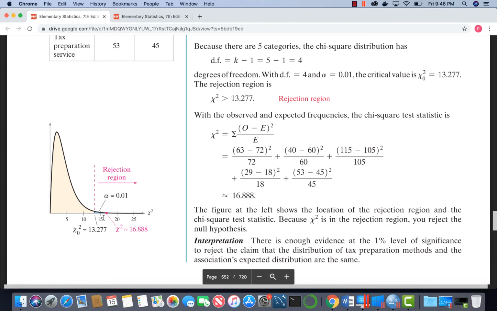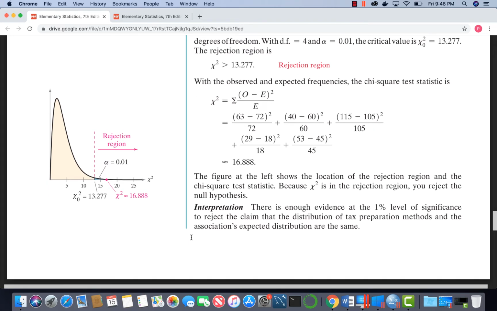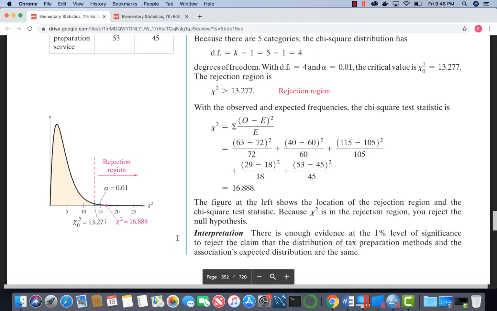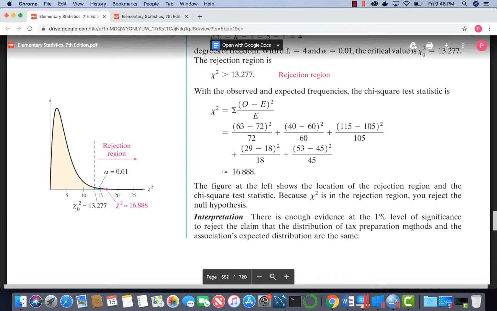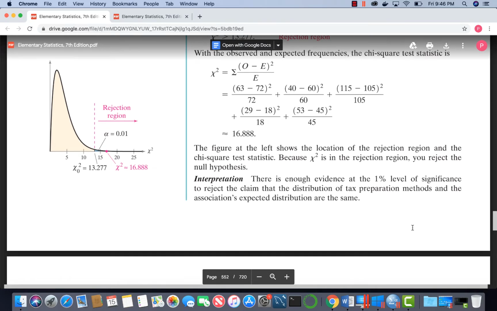And this one lands in the shaded region. Since we are in the shaded region, we will reject the null hypothesis. And because the null hypothesis was our claim, there is sufficient evidence to reject the claim at the 1% level of significance. So that's how you would do this without any software. Now, let's take a look how this would look with the software.